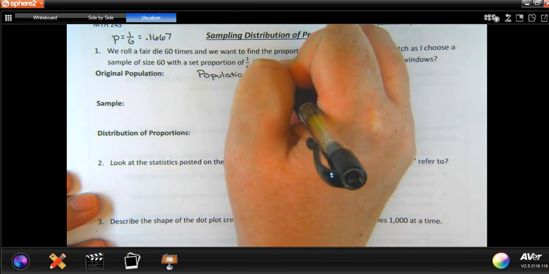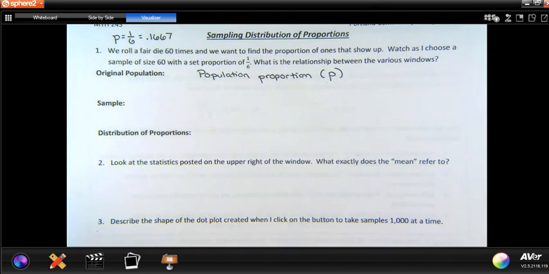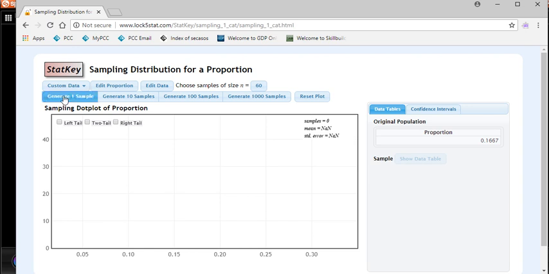So some value for P. So you have a population proportion. Let's see what happens when we take one sample. So we take one sample.